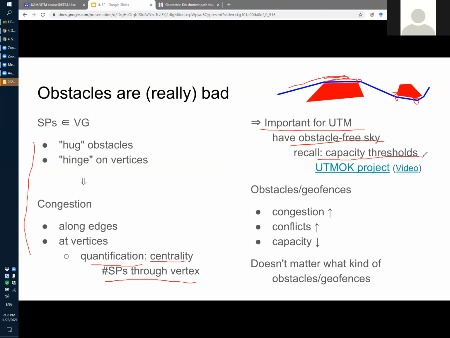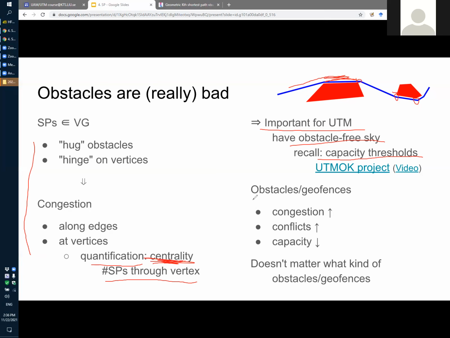If you recall the capacity thresholds, one of the things that you could observe is that there is low risk until the intensity of drone operations becomes high. And when it becomes high, you for sure will have collisions, or at least losses of separation. And of course, if you have obstacles, if you have these vertices with high centrality, with lots of shortest paths going through them, you will have congestion much earlier than if you don't have the obstacles.